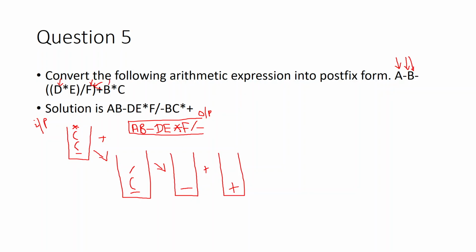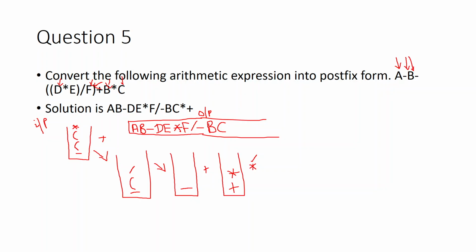So the next one is the B. B is an operand, so we can directly place it into the output stack. Then multiplication. Multiplication is an operator. We need to push it into the stack. Before pushing, we need to compare the operator precedence. This multiplication has a higher precedence, so we can keep this multiplication above the lower precedence plus. Then C, an operand, so we can directly place it into the output.